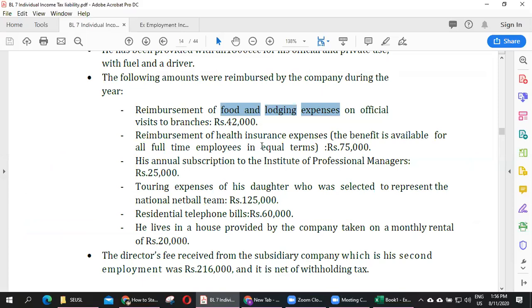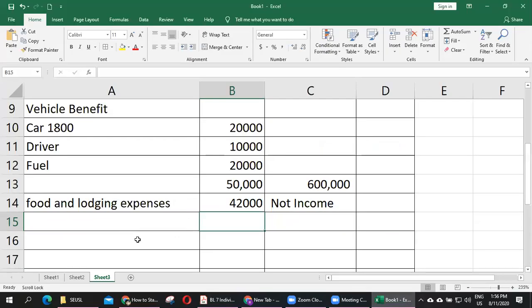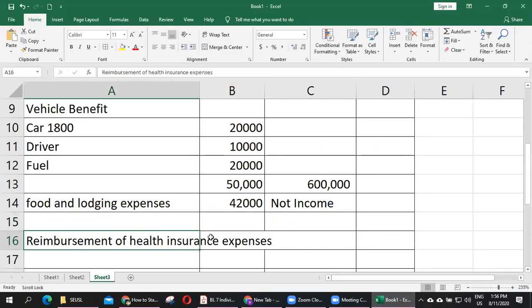Reimbursement of health insurance expenses. The benefit is available for all full-time employees in equal terms. There is no discrimination. Then does it benefit or not? The 75,000, it's common for all. It is common for all.